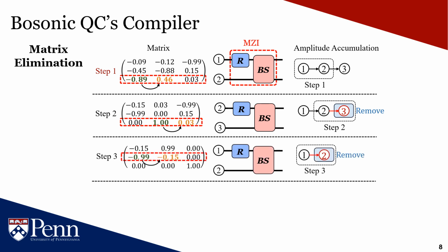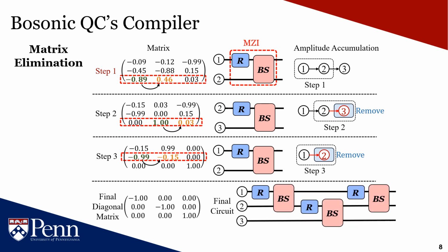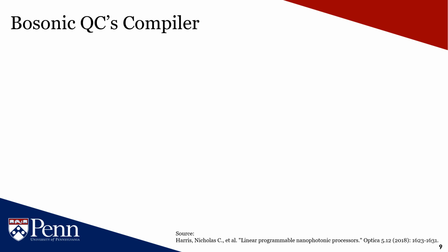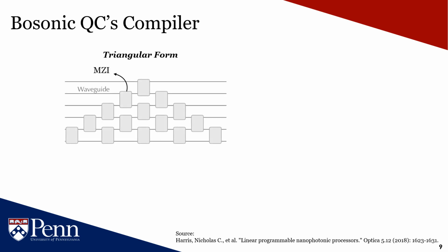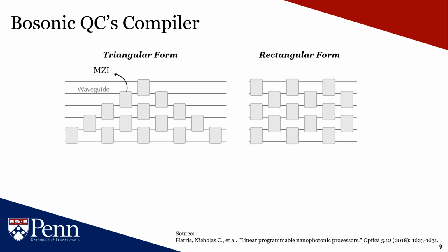Finally, elimination in step 3 makes this unitary matrix diagonal. Those MZIs used in elimination are exactly what we used in the previous unitary decomposition, and joining them together gives us the linear interferometer as shown at the bottom. Based on this, researchers have already established two decomposition formats, the triangular format and the rectangular format, because the circuit built from the MZI blocks looks like a triangle and a rectangle.